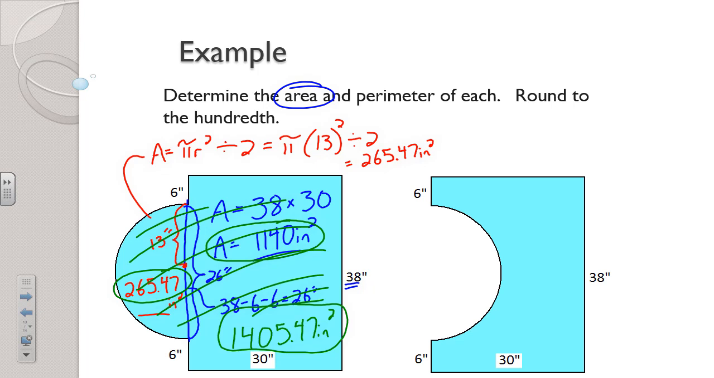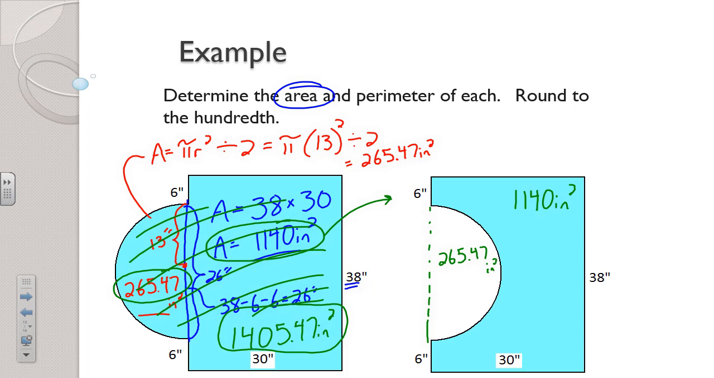Now the one on the right, there's not too much work to do, right? Because before we take that semicircle out, we know that the area of this is 1140 square inches because that's the same as it was over here. And we know that this semicircle, by all the same math, is 265.47 square inches.